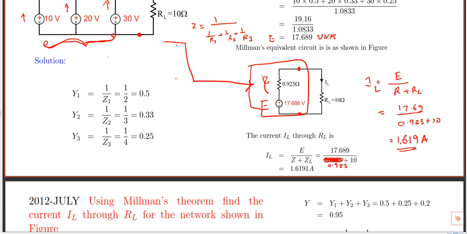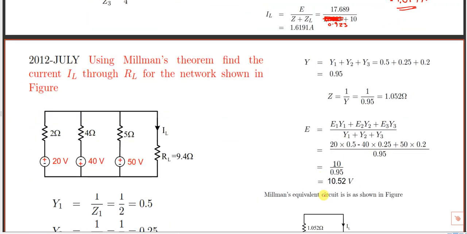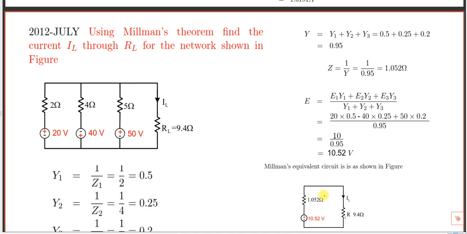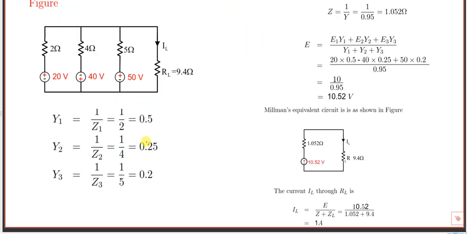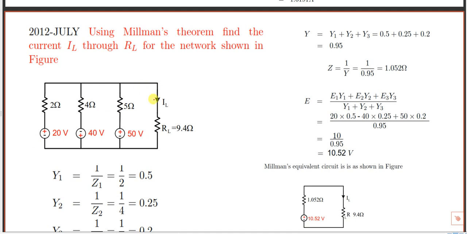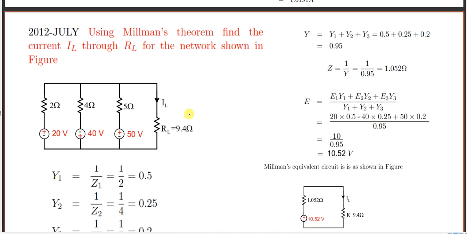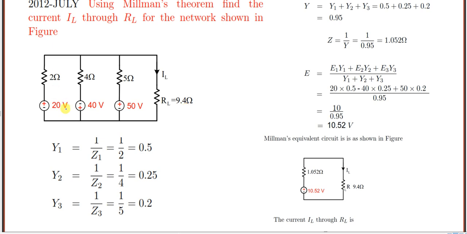So let us do one more problem, where the battery polarity is changed. Very, very important. So using Millman's theorem, find current IL through RL using Millman's theorem. So here also, instead of AC network, they asked DC network.